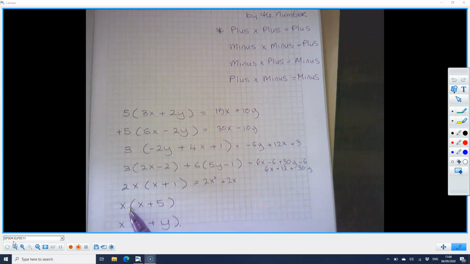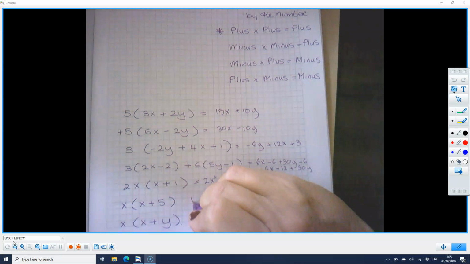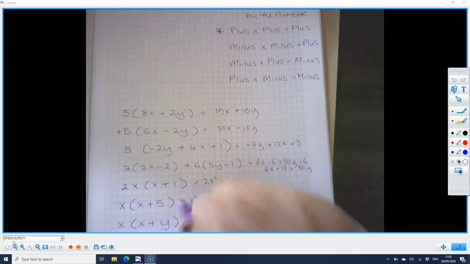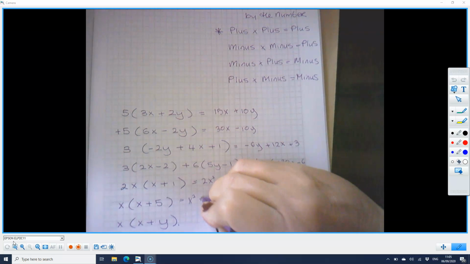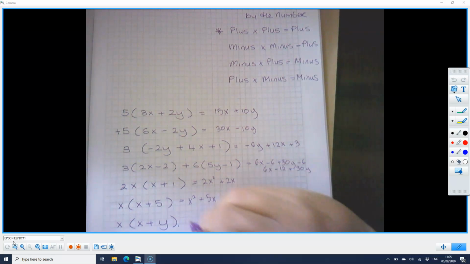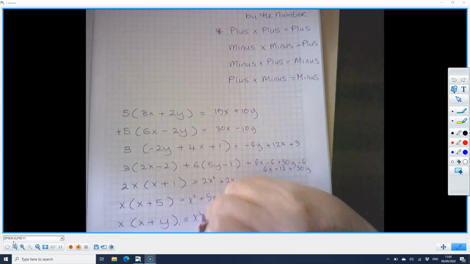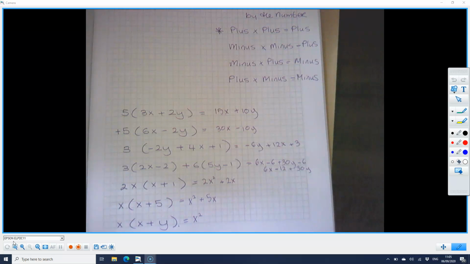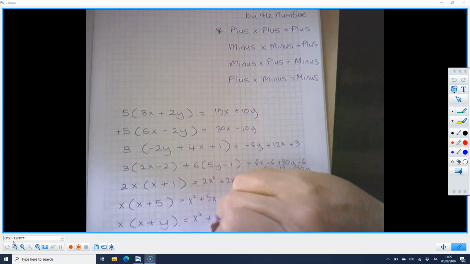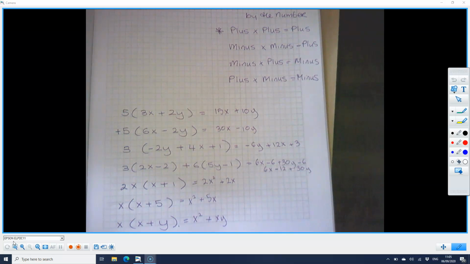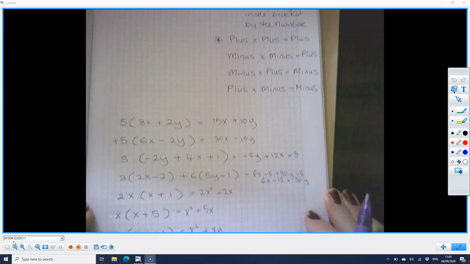This one, x, again, is in front of a bracket, so it's being multiplied. So I have x by x, which gives me x squared, and x by 5, which gives me 5x. And this one, x by x is x squared, and x by y. This time I can mix numbers because I'm multiplying. So x by y will give me a new term, which is called xy. Okay, and that is the easy version of multiplying. Then we just quickly move on.